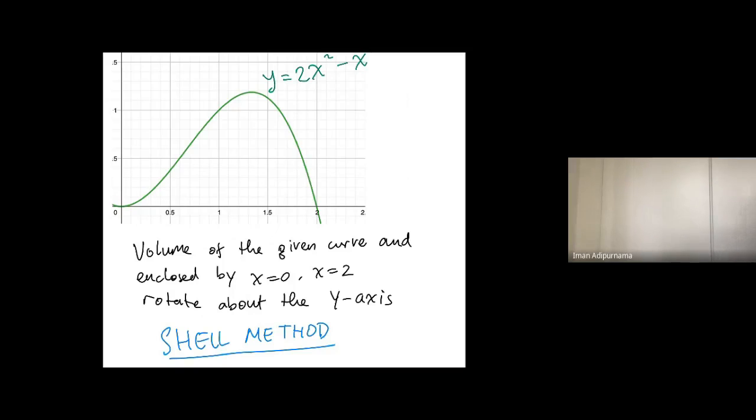So that's why we can't separate area and rotate. We need to go back to the original definition. That's why I'm telling you the first concept. We call this volume a solid of revolution, because the solid can be formed from revolution.